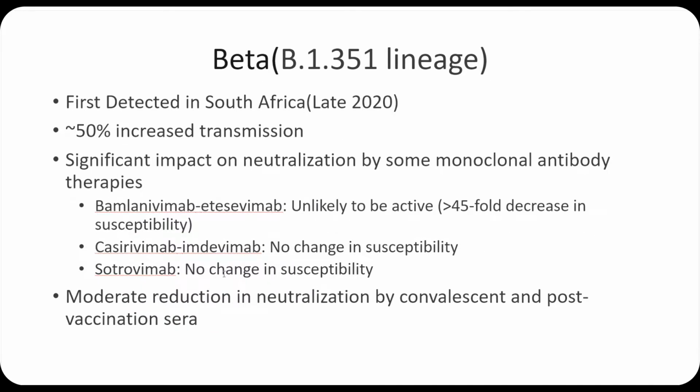Now, the beta variant is South African, and in South Africa, there was also a 50% increase in transmission, and a different spike protein receptor mutation, but there was a significant impact on monoclonal antibody therapy with this mutation.